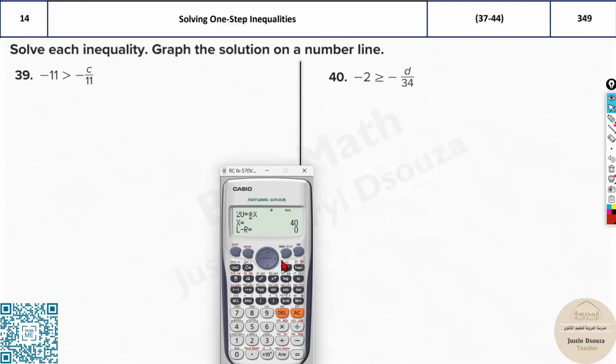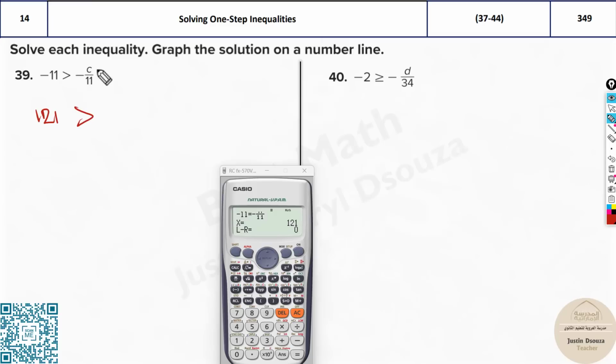Next one over here. Let me solve it in the calculator. Minus 11 equal to, that is alpha, and equal to minus 6 is C is x by 11. Shift solve equal to, what is the answer? It's 121. So now what you need to do is write 121 over here.